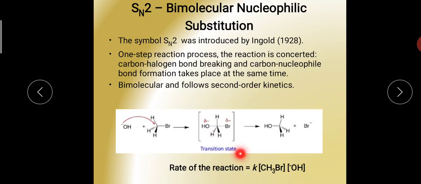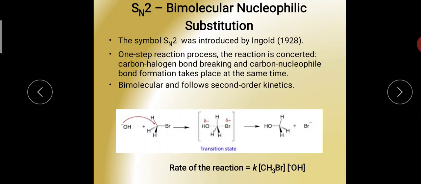Now, what is this transition state? A transition state is a state in which the molecule has very high energy. This particular molecule has a very short life, that is, it cannot be isolated from the reaction. So, we can just say that it is under transit. Once this is formed, this is going to give you your product, and you cannot isolate this particular transition state.